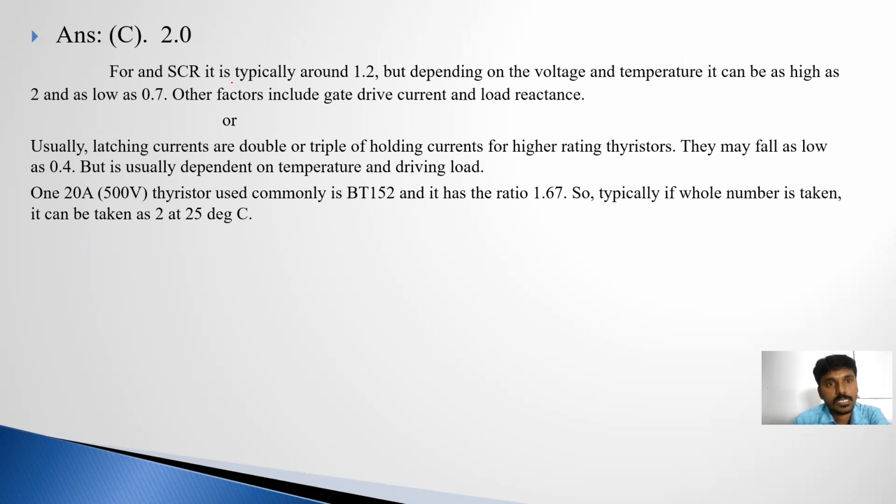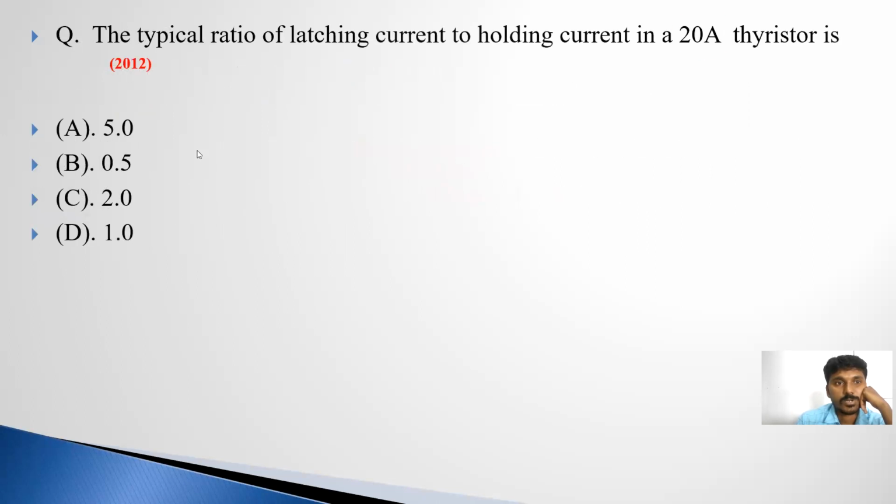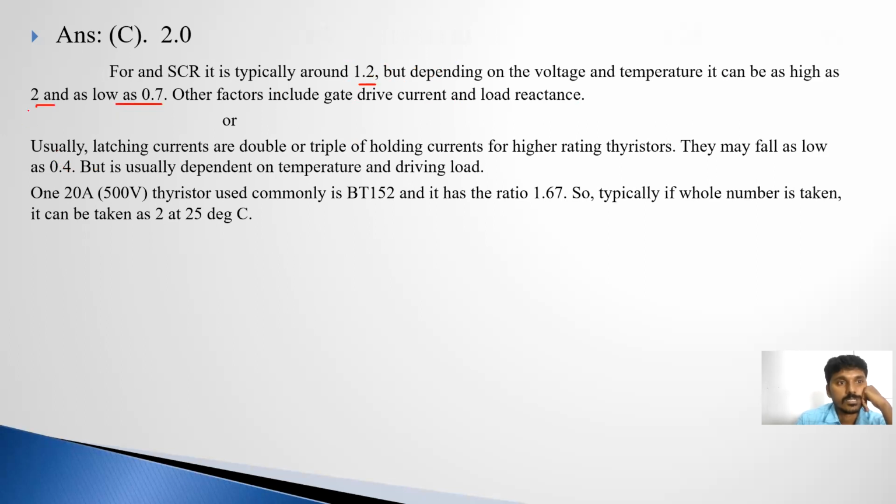Generally for an SCR it is typically around 1.2, but it depends on voltage and temperature. It can be as high as 2 and as low as 0.7. Other factors include the gate drive current and load reactance. So generally the latching current to holding current ratio is 1.2, but here 1.2 is not given, so we can take as high as 2 or as low as 0.7. Clear?